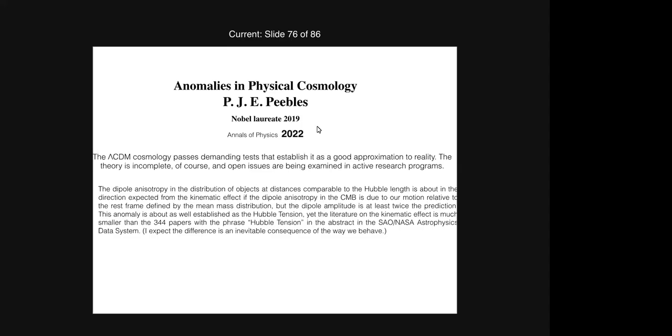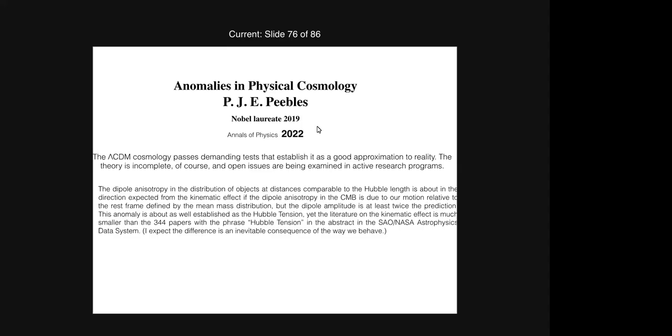The theory is incomplete, of course, and open issues are being examined in active research programs. I fully agree with that, and I think most people do, because lambda CDM has been extremely successful. The full range of data that are explained by lambda CDM is amazing, from the scale of galaxies to the CMB, early universe, late universe. Many things have been explained by lambda CDM. But there are open questions.